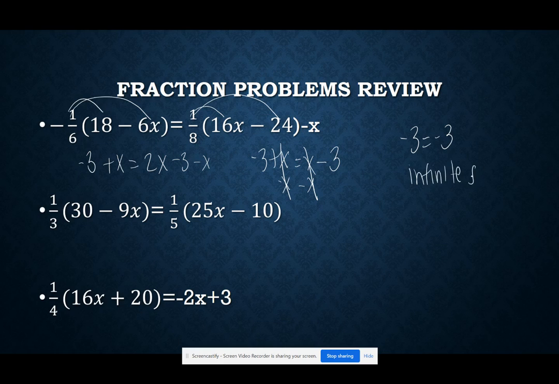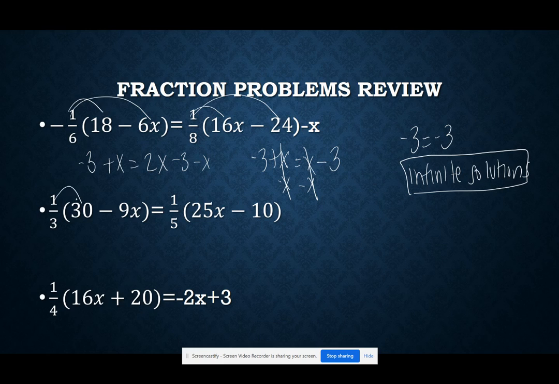So it's important that when our x values cancel out and we get the same number on both sides, that's infinite solutions. No solution would be if we got like negative 3 equals 4. That does not make sense, so it would be no solution. So make sure you remember those. You will see problems like this on your quiz.